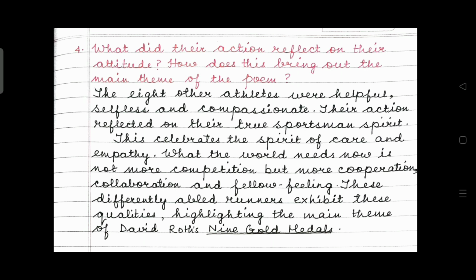I will use my points judiciously. See, in the first subpart, I have mentioned that they are helpful, selfless, compassionate, and true sportsmen. This celebrates the spirit of care and empathy. What the world needs now is not more competition, but more cooperation, collaboration, and fellow feeling. These differently abled runners exhibit these qualities, highlighting the main theme of David Roth's 9 gold medals.